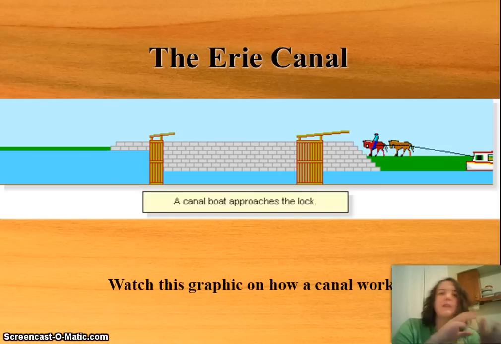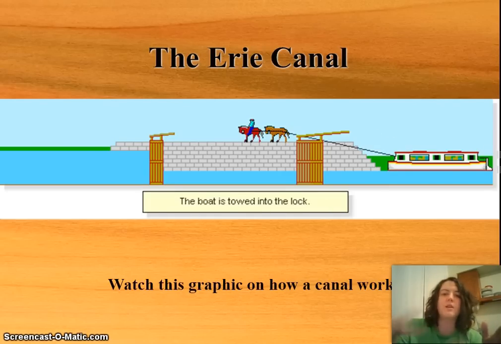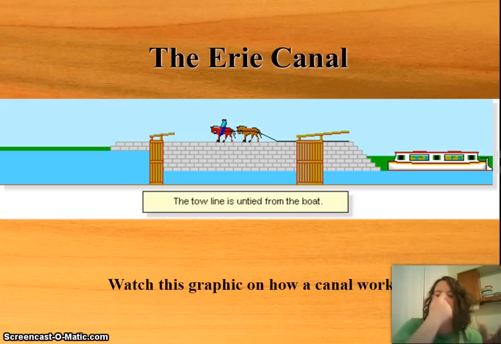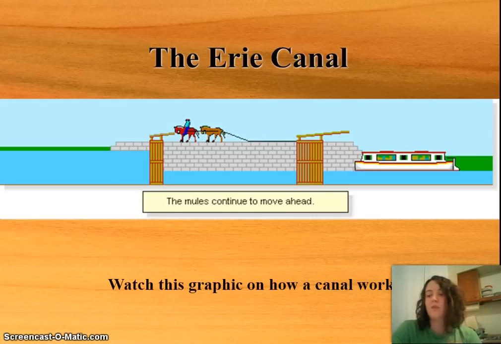They would close that gate, open the first one back up, and the water level would go back down. And they would just keep doing this. It would be ready for the next boat.